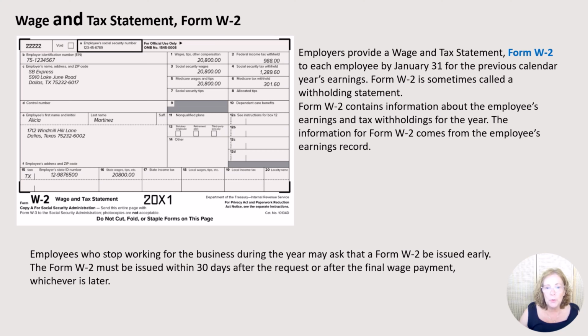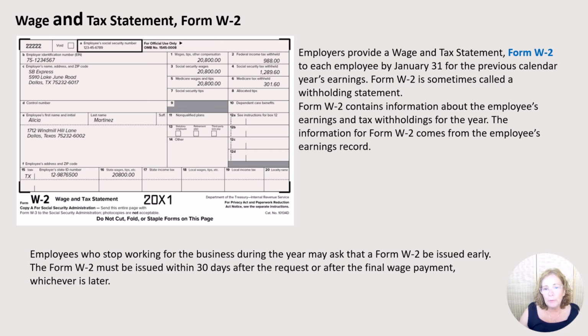2 Form W-2s are given to the employee, 1 copy to the Social Security Administration to track your Social Security benefits, and the Social Security Administration shares the information with the IRS. 1 copy to the state tax agency and a copy for the employer. What you see here displayed as the Form W-2 is the official Form W-2, but there are quite a few other formats that are also approved by the IRS.